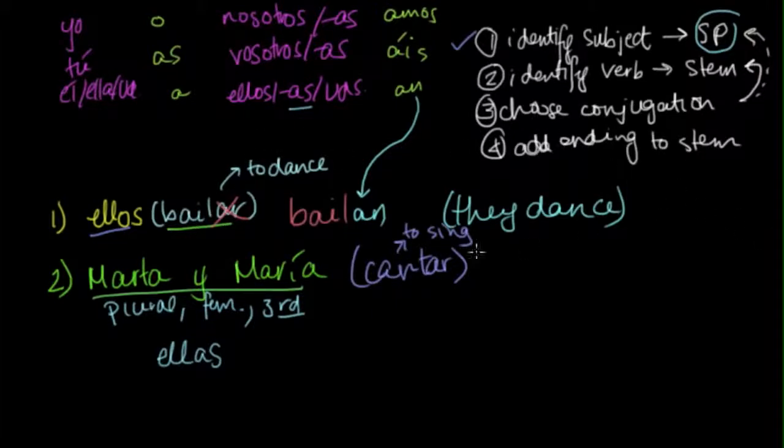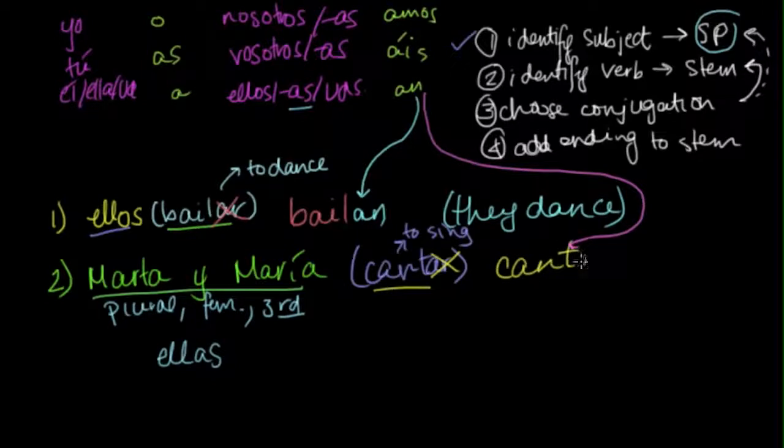Step 2, identify our verb, cantar, to sing, drop our infinitive ending, and we're left with our stem, C-A-N-T. Then choose our conjugation, remembering that we're working with ellas. So our conjugation will again be an, and we're just going to drop that right onto our stem. So we have Marta y María cantan, Marta and María sing.